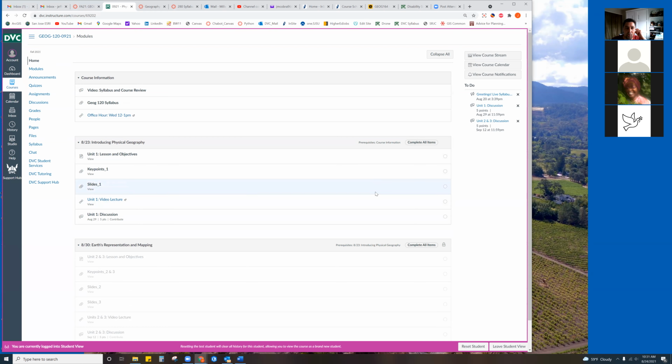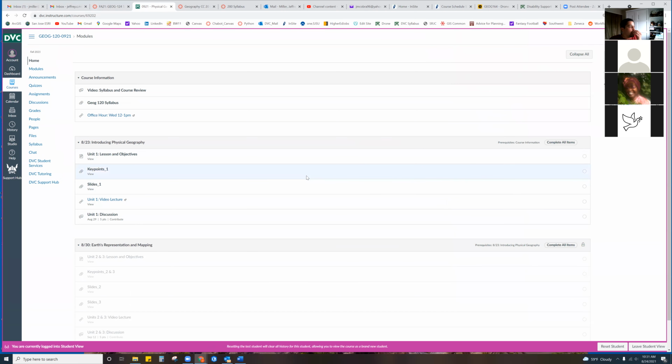Okay, so let's move on and take a look at Canvas itself. Here we are. I've broken things down into the modules, like I said. What you'll see here, if you're a Chabot student, may look a little bit different, but it should be, for all intents and purposes, the same thing.